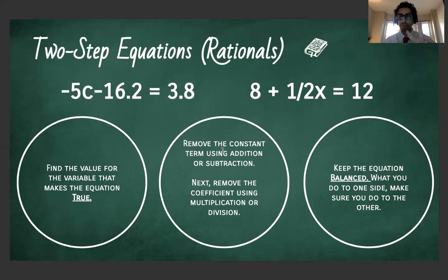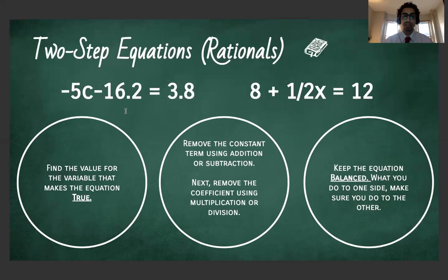Middle step, step number 2. This kind of actually explains the process. So we're going to want to remove the constant by using either addition or subtraction. In this case, we want to get rid of the -16.2 by adding it onto both sides, since addition is the inverse operation of -16.2.